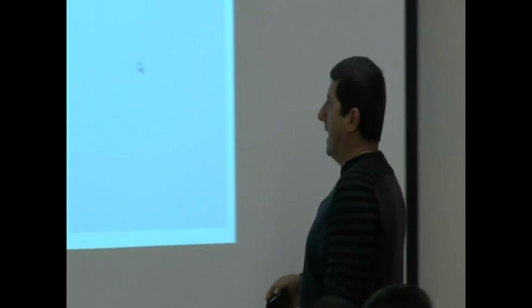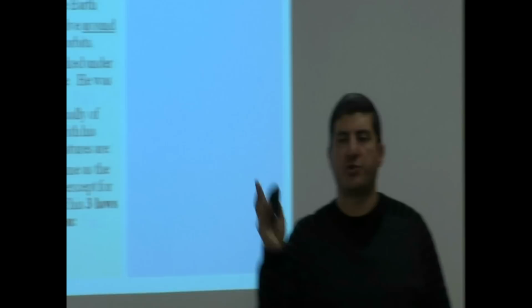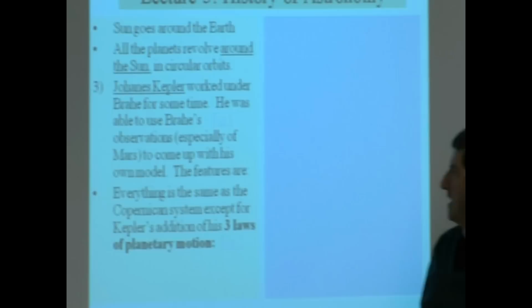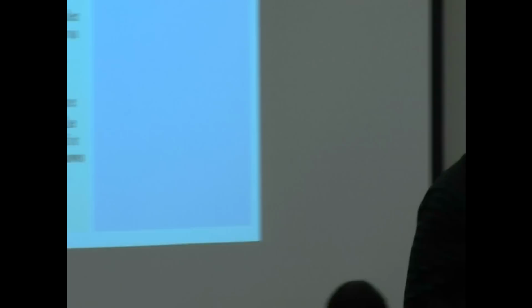After he does all of this work, he concludes that it's the heliocentric model that has the best predictability and best fits the data. So he says everything in my model is the same as the Copernican system except for Kepler's addition of his three laws. So he adds his own three laws of motion.